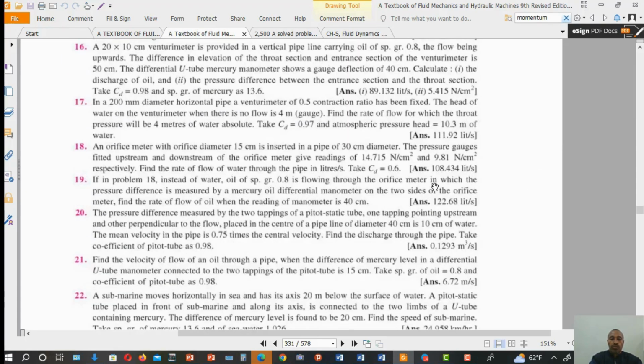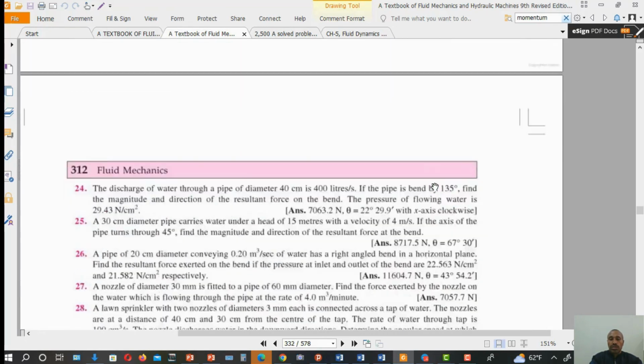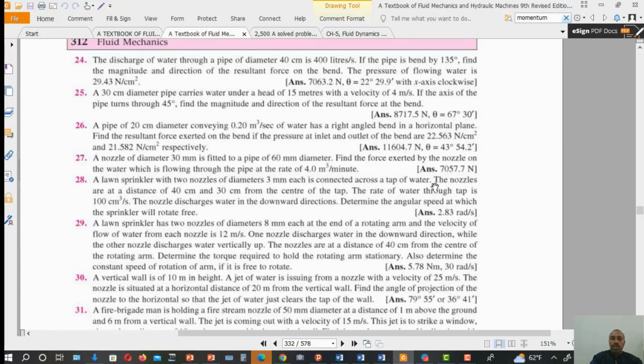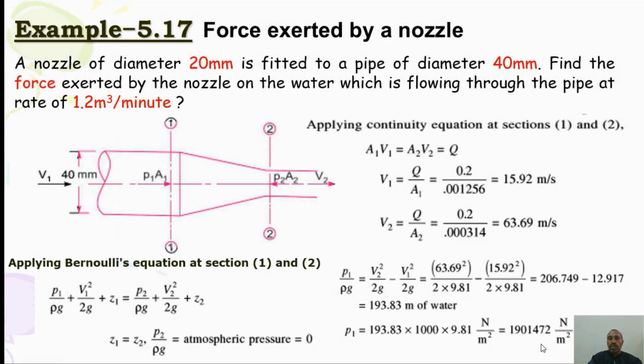So this is just the fluid dynamics problems. So please try. There are many problems related with our example. Now let's proceed to nozzle, force exerted by a nozzle. So if you have a nozzle which is fitted with some pipe, what will be the force exerted by the nozzle? So a nozzle with 20 millimeter diameter is fitted to a pipe of diameter 40 millimeter.